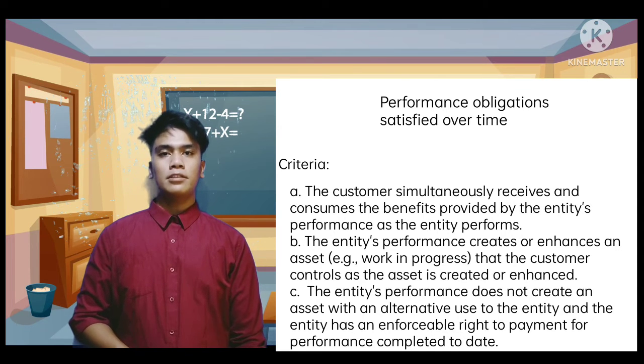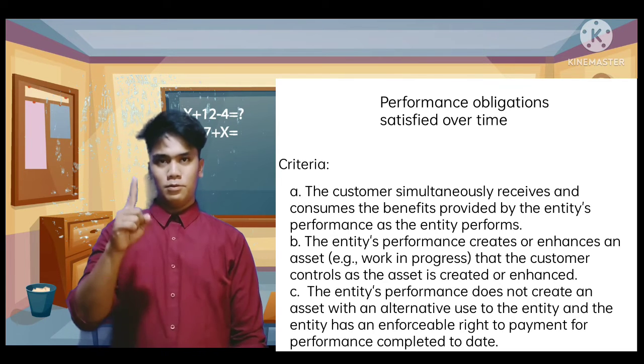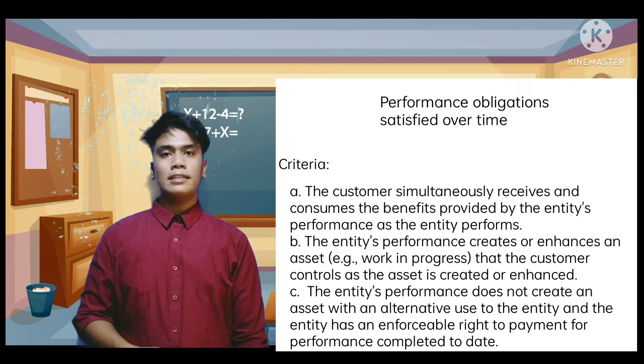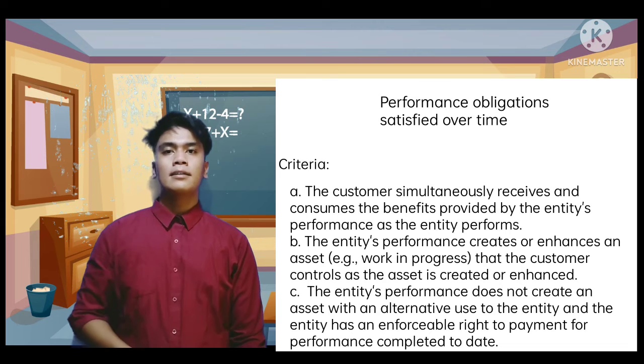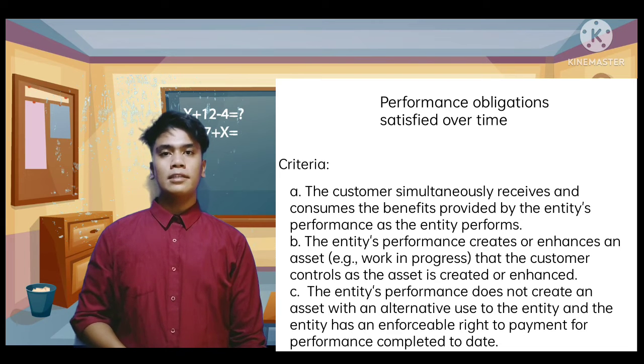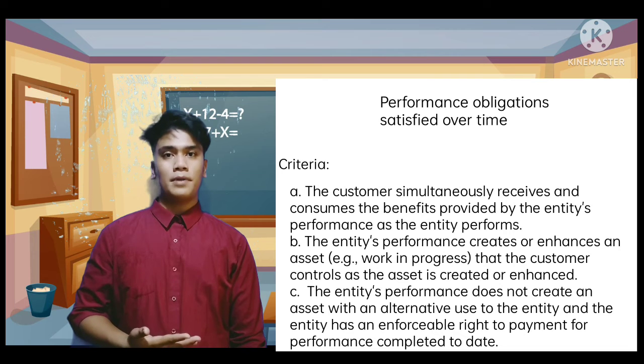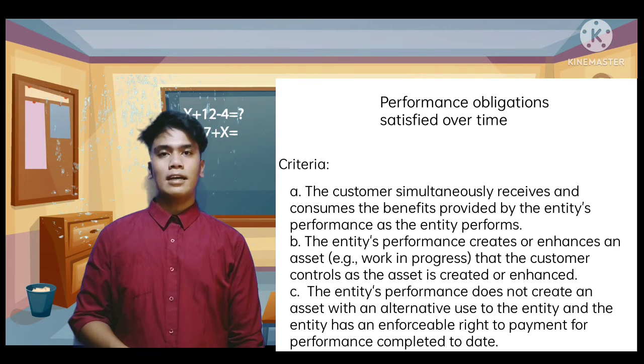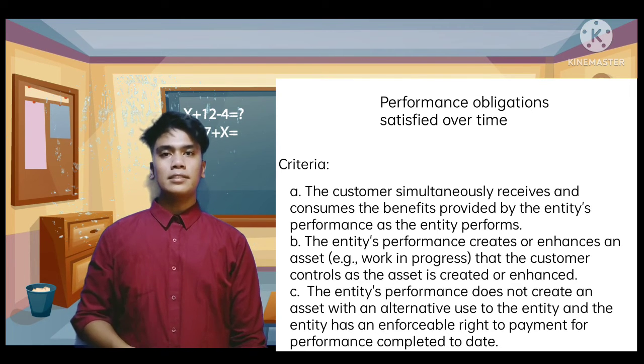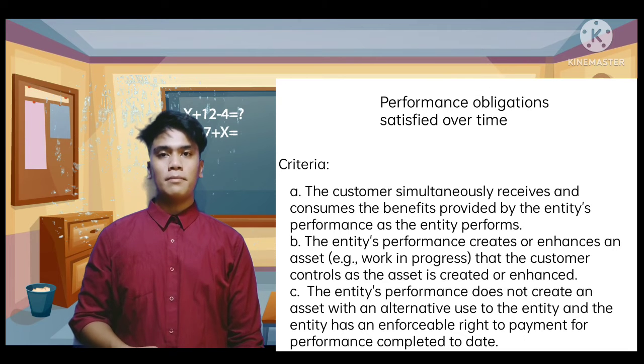A performance obligation is satisfied over time if one of the following criteria is met. Una, the customer simultaneously receives and consumes the benefits provided by the entity's performance as the entity performs. Pangalawa, the entity's performance creates or enhances an asset, for example work in progress, that the customer controls as the asset is created or enhanced. Pangatlo, the entity's performance does not create an asset with an alternative use to the entity, and the entity has an enforceable right to payment for performance completed to date.